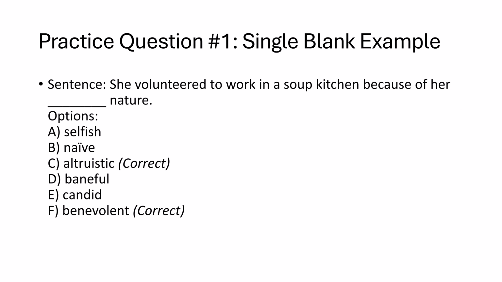Let's put our strategy into action. Here is an example. She volunteered to work in a soup kitchen because of her blank nature. This sentence describes someone volunteering, which is a positive action, so we can predict a word like kind or generous. We can immediately eliminate negative or unrelated words like selfish and baneful. Both altruistic, which means selfless, and benevolent, kind-hearted, fit our predictions and are synonyms in this context. Therefore, these are the correct answers.